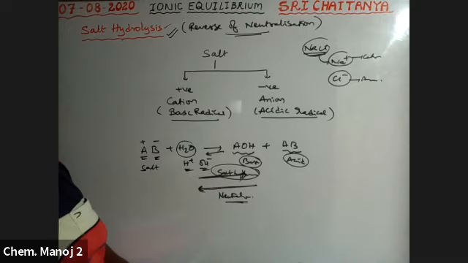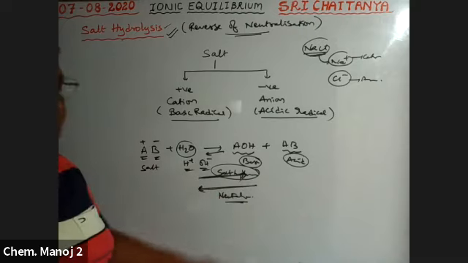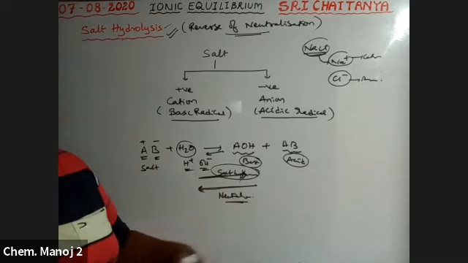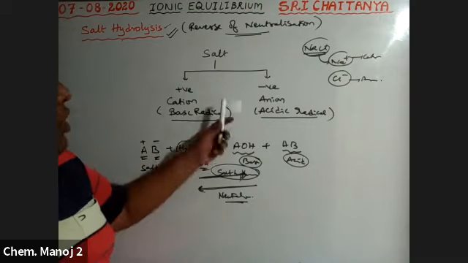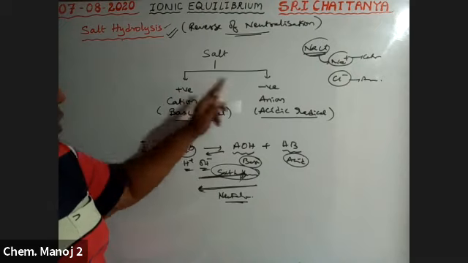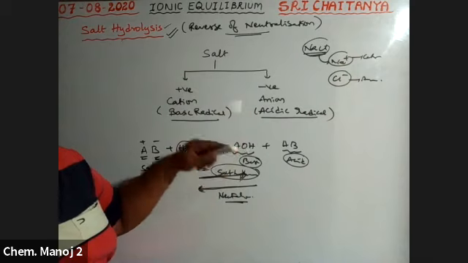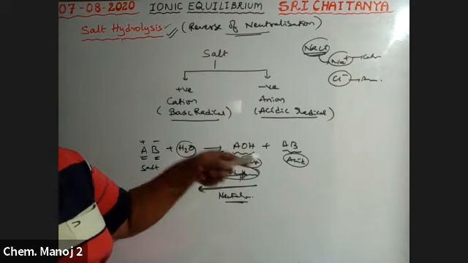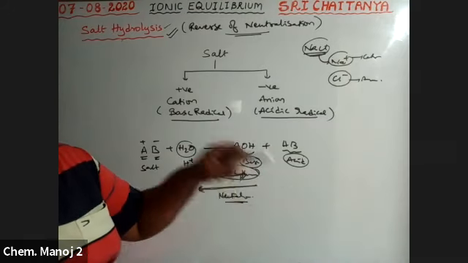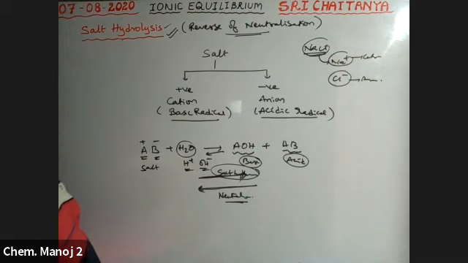So when the cation reacts with water, when the anion reacts with water, or when both react with water. Sometimes both do not react with water. When is it possible? Now let us explain the concept. Up to now the concept is clear: the cation or anion or both of the salt react with water to form the corresponding H plus ion or OH minus ion or both in the solution, which is called salt hydrolysis.